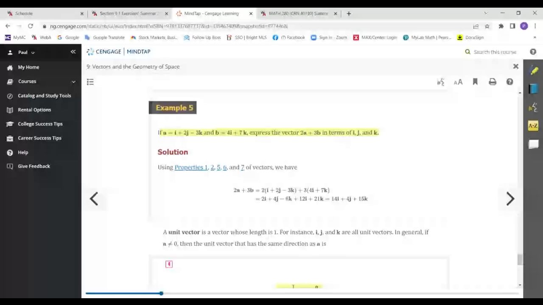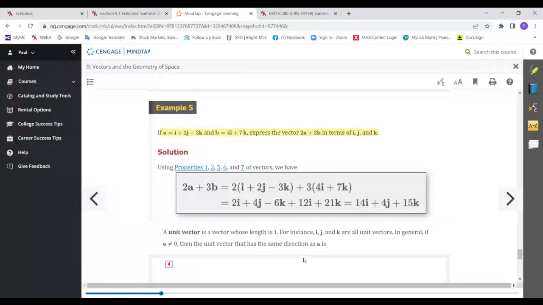So in the book here, they just say, okay, well, if we want to add 2a plus 3b, they show how to do it right here. It really isn't a big deal. Hopefully it's intuitive for you. Are there any questions?